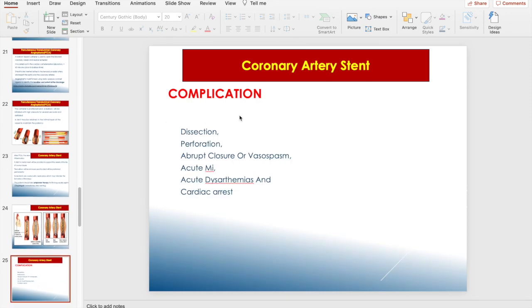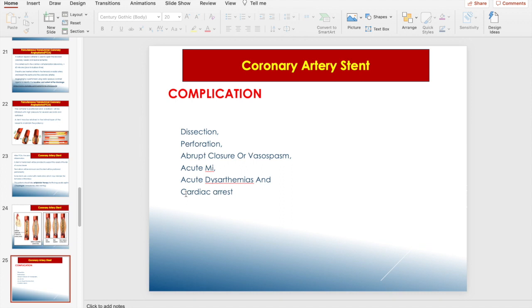So there are some complications with the PTCA that you have to know. The patient may have dissection, vasospasm, myocardial infarction, dysarrhythmia and cardiac arrest. Normally, when you send the patient to the lab, the physician will explain to the patient the complications of this procedure, and it is rare.